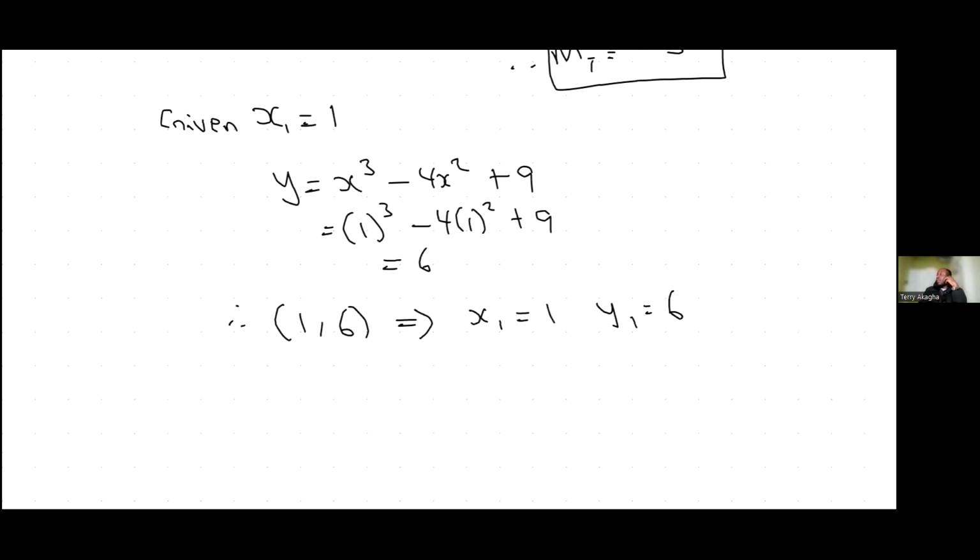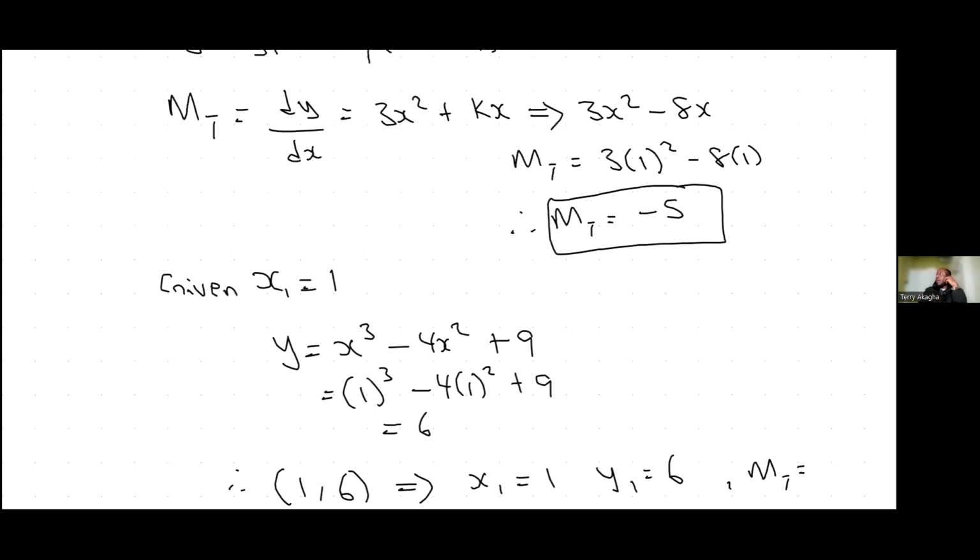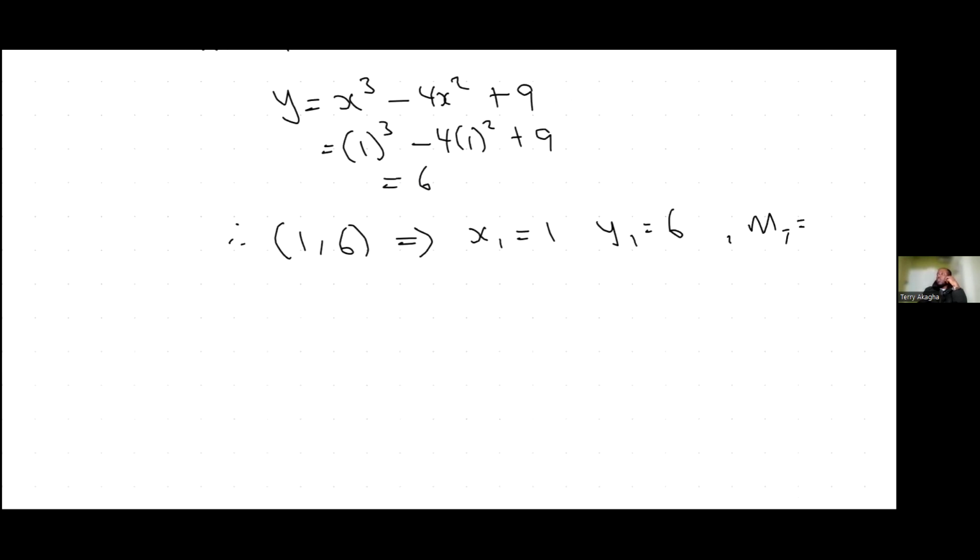Now we have everything we need. We also know the mt to be equal to -5. So we can now solve this. It's going to become y minus y1 is equal to mt times x minus x1. So it's going to be y minus 6, the y1, is equal to -5 times x minus the x1.